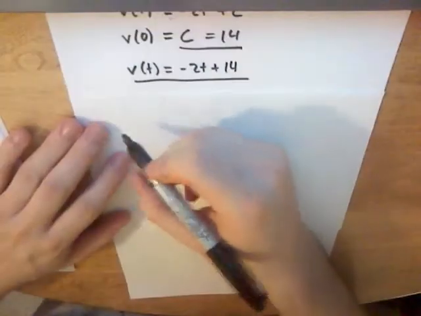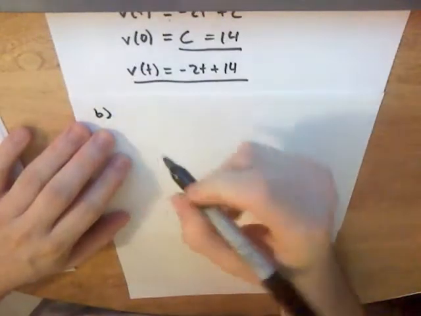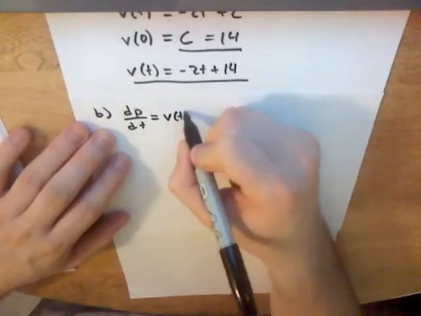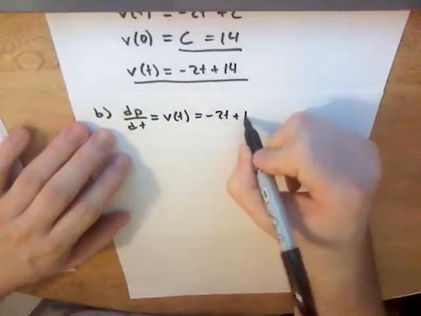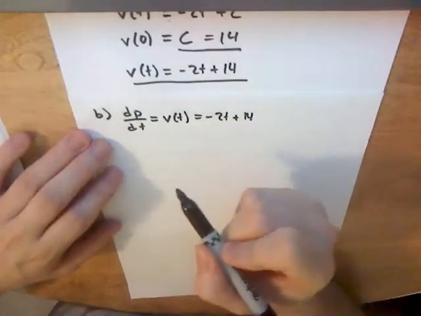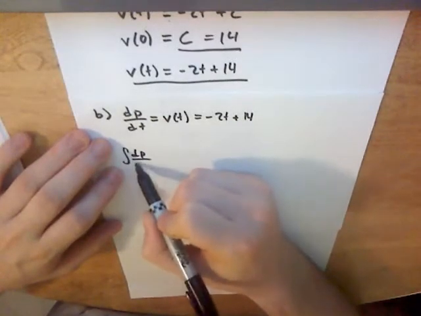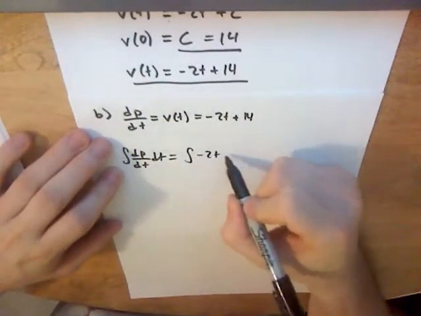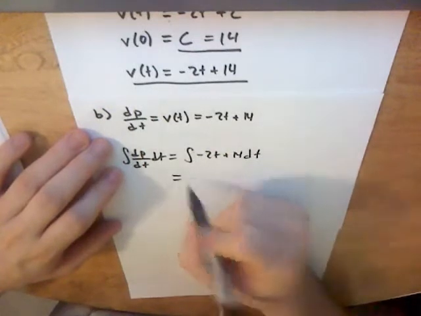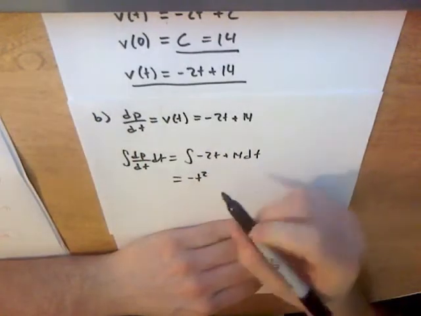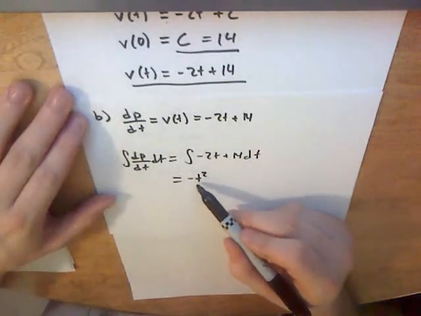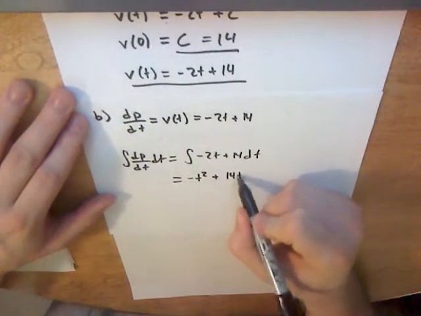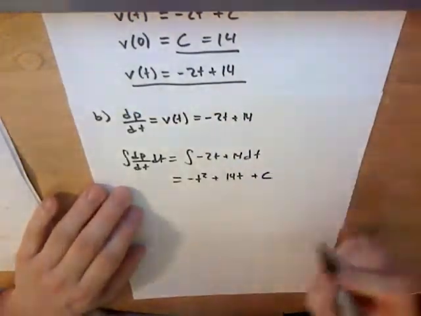Okay, so for part B, we're given that dP/dt is equal to V(t), which is equal to negative 2t plus 14. So we take the antiderivative with respect to t on both sides. We get dP/dt equals the integral of negative 2t plus 14 dt: negative t squared, because the derivative of t squared is 2t, plus 14t, plus, of course, a C.